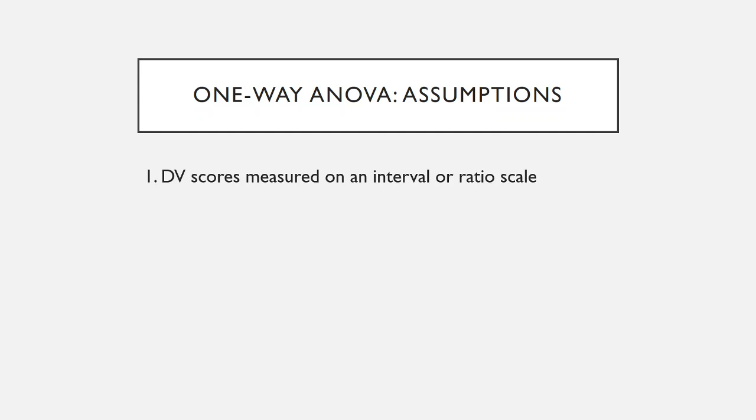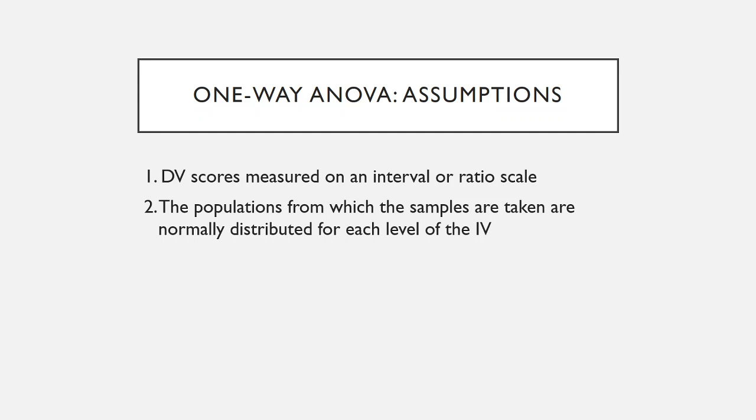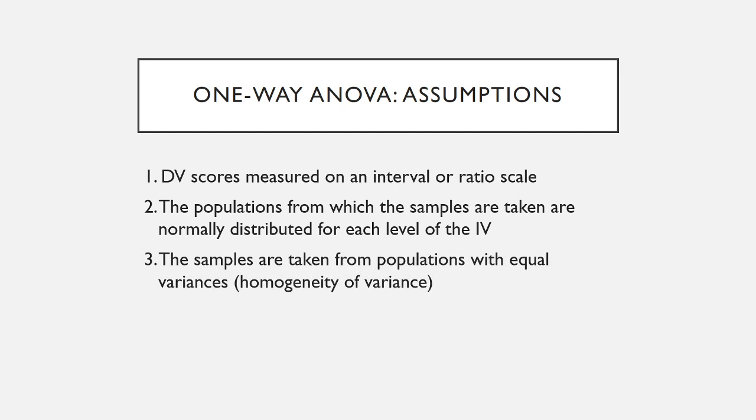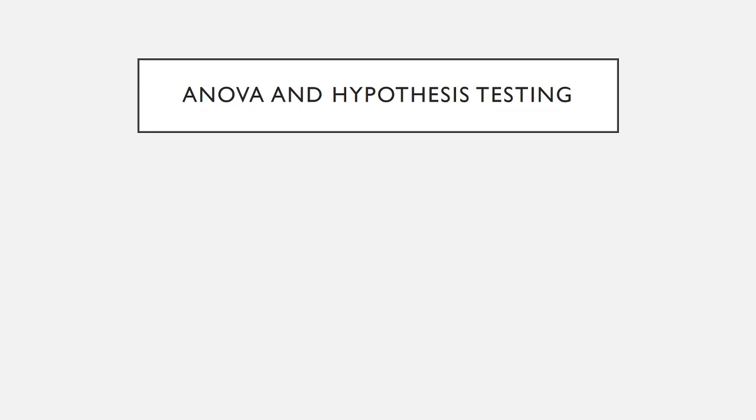So again, your independent variable in the example I just described would be time period. The dependent variable of stress would need to be evaluated and measured on that interval or ratio scale, and it must be a quantitative variable. The populations from which the samples are taken should be relatively normally distributed for each level of the IV. And as with the t-test, the variance within all of your levels should be roughly equal. So homogeneity of variance, again, means sameness of variance. You want your different groups to have roughly equal variance.